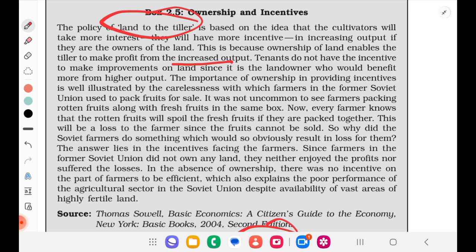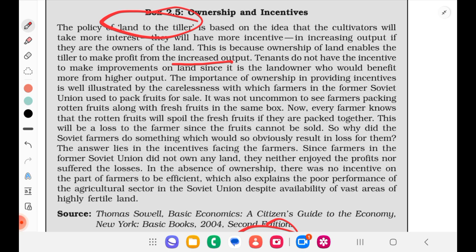Tenants do not have incentive to make improvements on land since it is the landowner who would benefit more from higher output. The importance of ownership in providing incentive is well illustrated by the carelessness with which farmers in the former Soviet Union used to pack fruits for sale. It was not uncommon to see farmers packing rotten fruits along with fresh fruits in the same box.